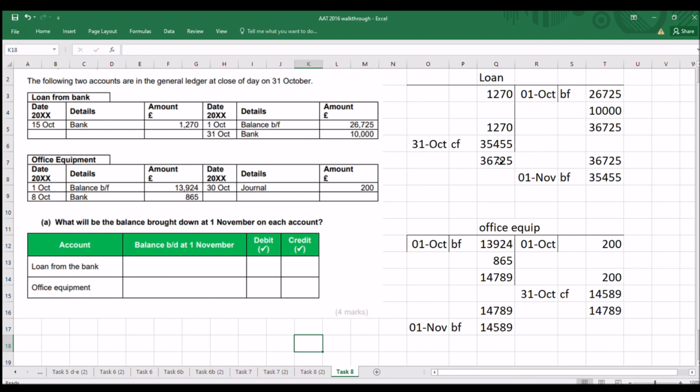And then, just in terms of the question, you have to look at the dates in the answer. Is it carry forward on the 31st of October in this case, or brought forward on the 1st of November? So here, brought forward credit there, 35,455 credit, and then 14,589 debit. So that's the answer for that one there.